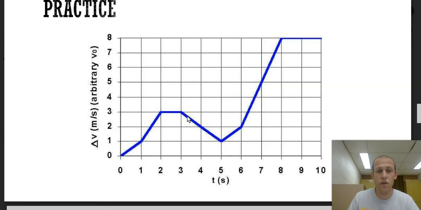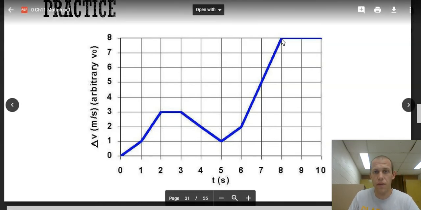Then we're taking off the cruise control and slowing down at a constant rate. Then we begin speeding back up at a constant rate, and then speeding back up even faster at a different constant rate until we get to 8 meters per second, and then we hold that steady and put on the cruise control, and we end at 8 meters per second.